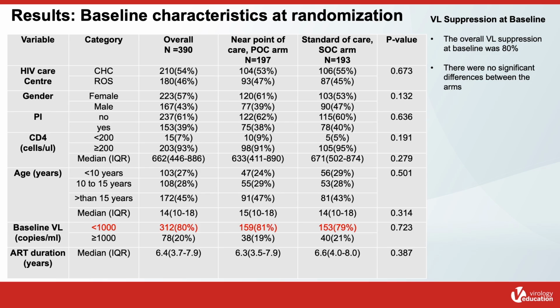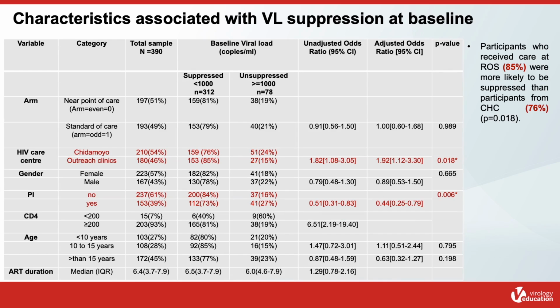Baseline characteristics at randomization. Altogether, 390 participants were enrolled. The median age of the participants was 14 years. Over half of the participants were female. The majority, 61%, were on an NNRTI-based regimen, and only 7% of the participants were immunocompromised at enrollment with a CD4 less than 200. The overall viral suppression at baseline was 80%, and there was no significant difference between the arms.